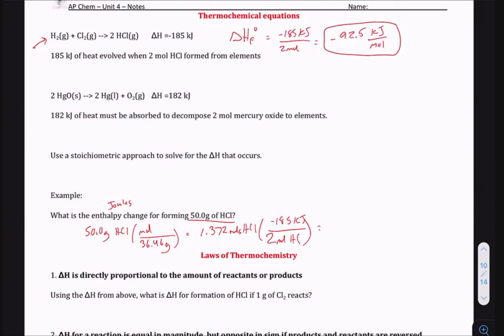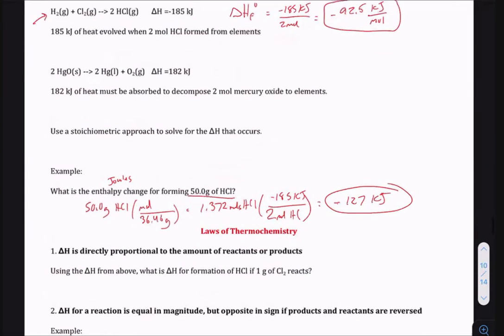So this is how we set up. But we're still doing it. We're still dividing by 2, so it's the same thing either way. All right, so times 185 divided by 2. So there will be a release of 127 kilojoules. Which makes sense, right? Because the amount in the equation is per 2 moles. We had more than 1 mole, so it's going to be more than 92.